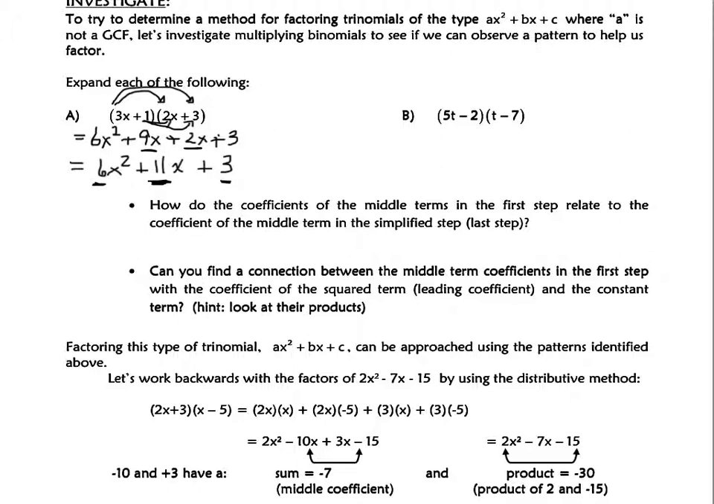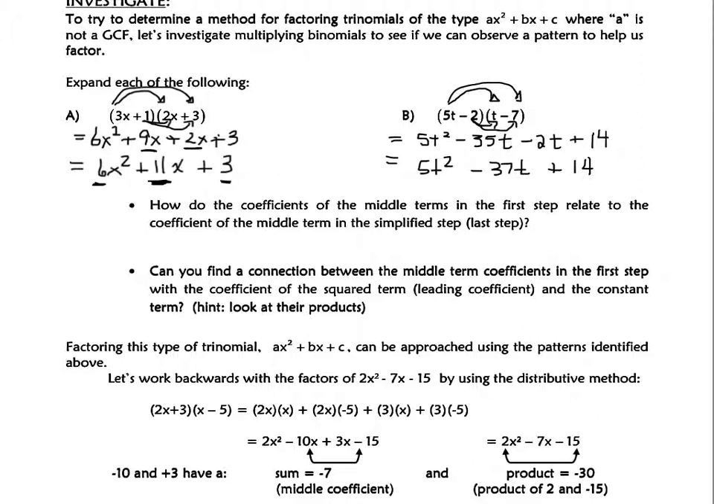So let's see if that follows through in the second product, where we multiply out these two binomials in part B. So 5t times t would be 5t squared. And then 5t times the negative 7 is negative 35t. And then the negative 2 times t would be minus 2t. And then the negative 2 times the negative 7 would be positive 14. So if you put the like terms together, you get 5t squared minus 37t plus 14.